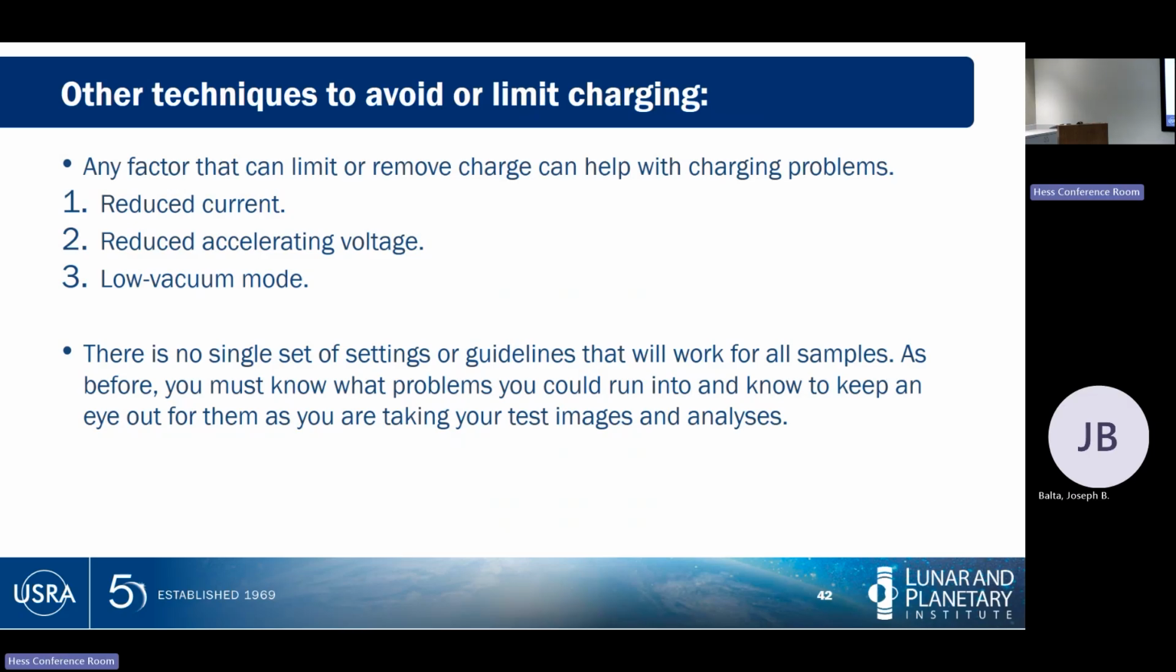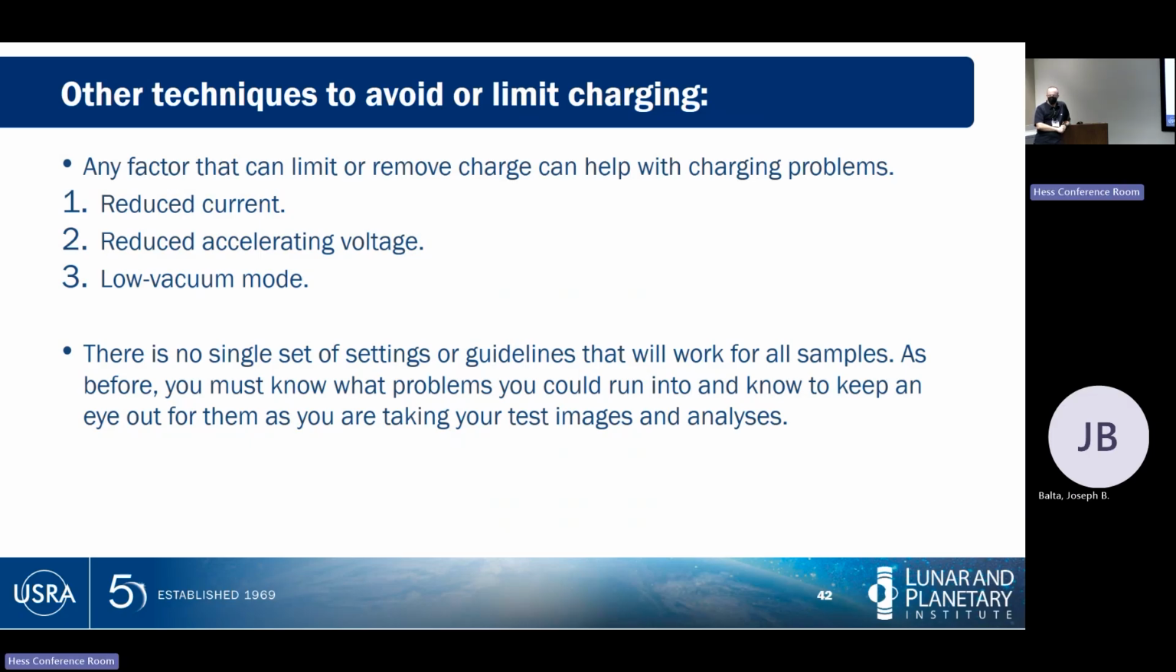When we're thinking about sample prep, we do have other tools to limit charging. If we are analyzing a sample and we see charging, we covered changing the vacuum mode earlier. You guys may get to experience that on RSEM. We also have the current and accelerating voltage settings.